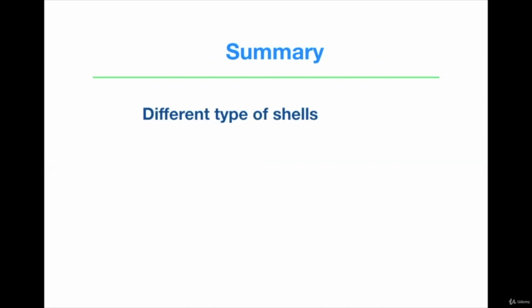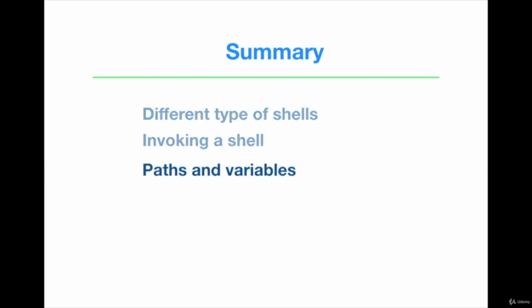Let's summarize what we have learned in this module. In this module, we have seen what the different types of shells available in Unix are, how to invoke a shell, what paths and variables are, and how to write a simple shell script and execute it on the Unix command line. That brings to the closure of this module and the end of this course, Unix Getting Started.